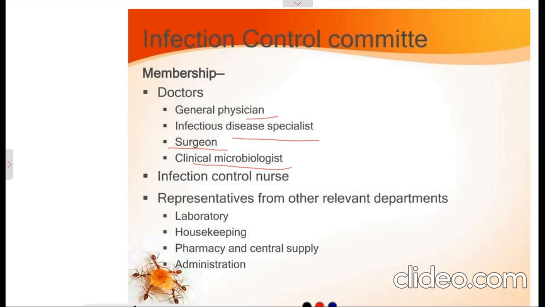Nursing staff are also part of the infection control committee, and other member staff like lab assistants, lab technicians, or the director of the laboratory, and housekeeping staff. Pharmacy and central supply staff are also included in the infection control committee, and other administrative staff like clerical staff could be included as well.